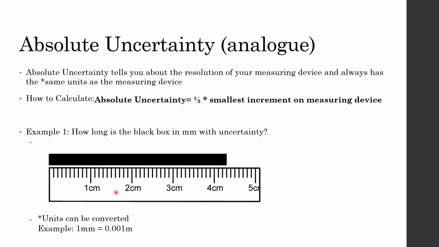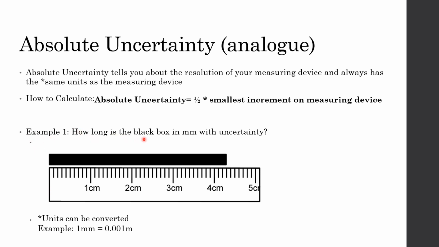Okay? So down here we have the metric side of a ruler, and you'll just have to take my word for it. Each of these little lines, which is the smallest increment on our measuring device, there are 10 of these lines in between each centimeter. So that means each one of these lines represents 1 millimeter. So if we wanted to calculate what the absolute uncertainty is for this ruler, it would be 1/2 of a millimeter.